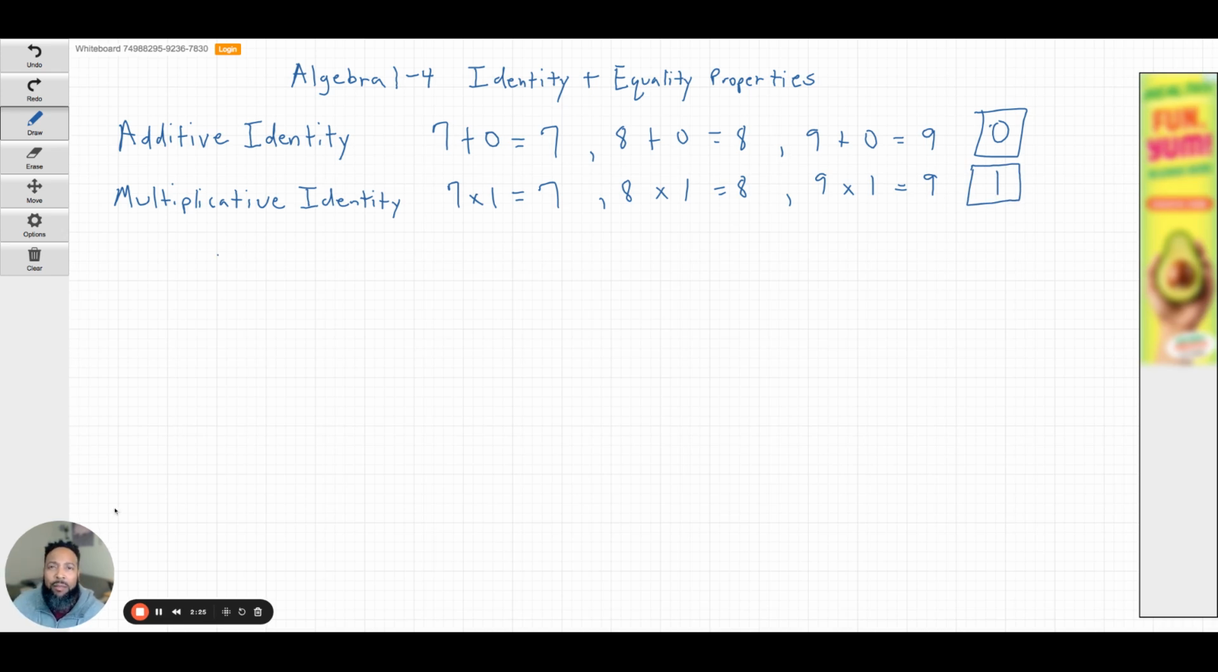So let's look at some other properties. There's also a multiplicative property of 0, which basically says that any number times 0 is 0. So you have 7 times 0 is 0, 8 times 0 is 0, and 9 times 0 is 0. That is the multiplicative property of 0.